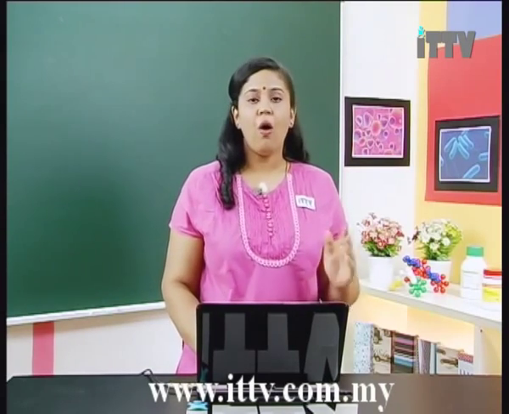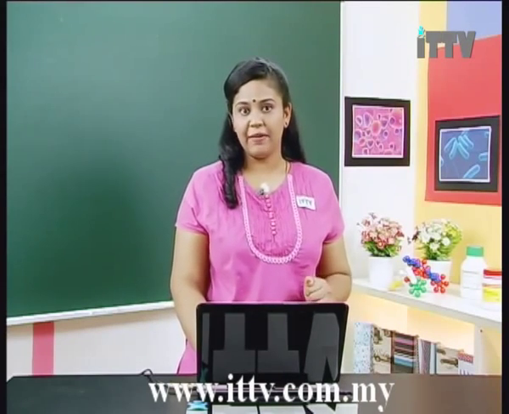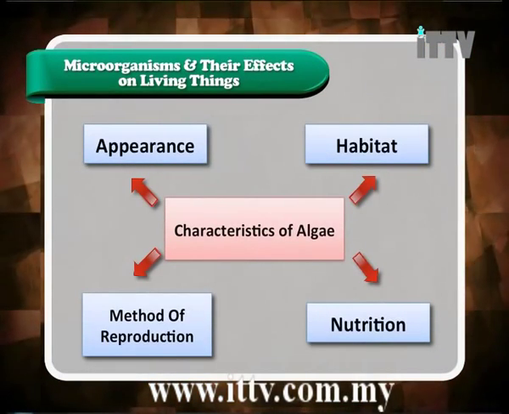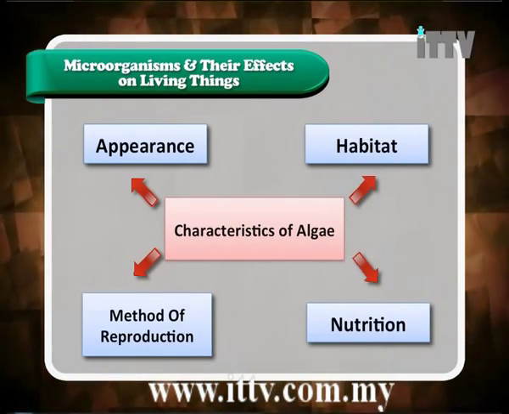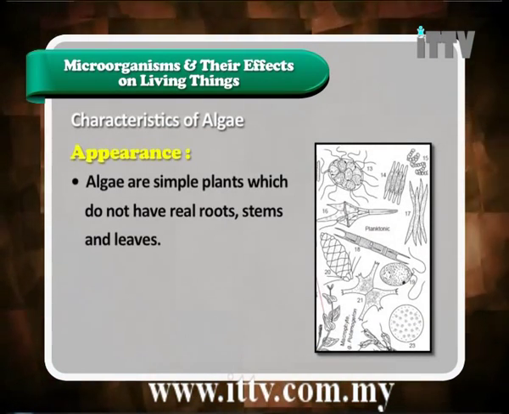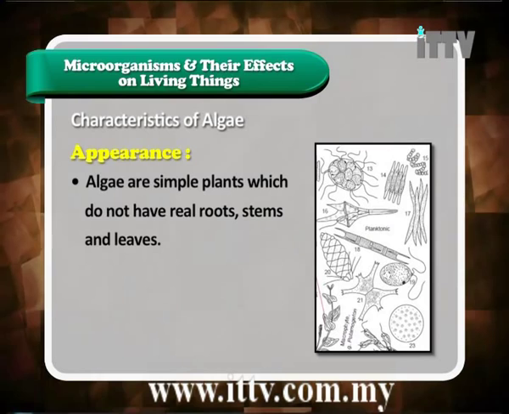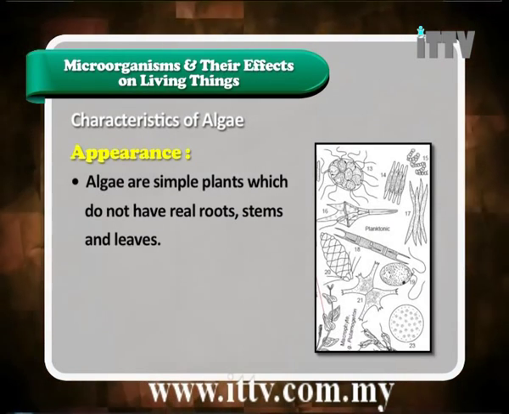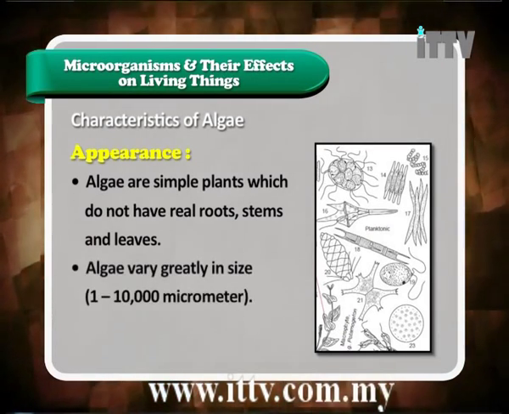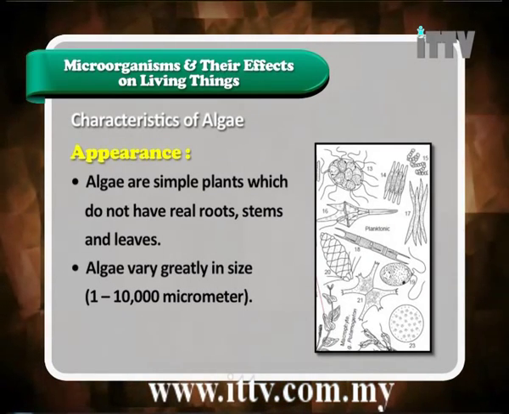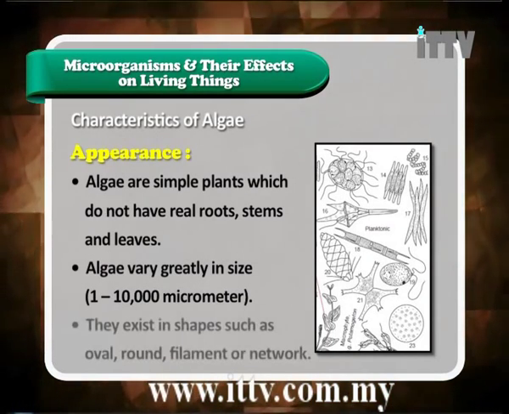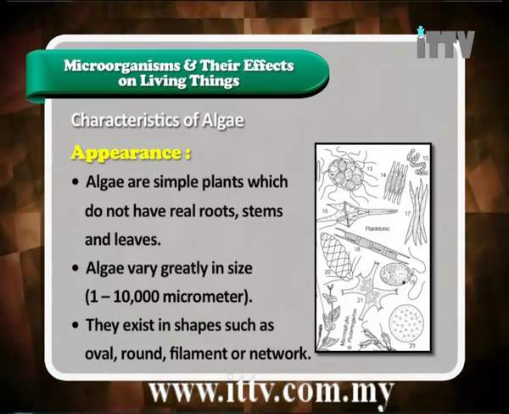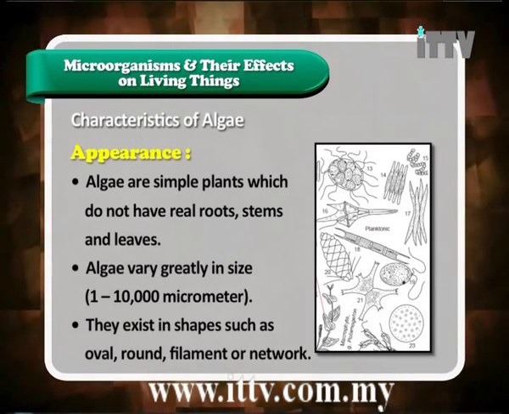Now we have seen all the characteristics of protozoa. Now let's move on to algae. Now let's find out about the characteristics of algae, starting from appearances. Algae are simple plants which do not have real roots, stems and leaves. Algae vary greatly in size, 1 to 10,000 micrometers. They exist in shapes such as oval, round, filament or network. So here we have seen the appearance of algae.